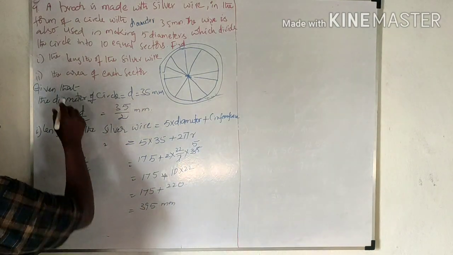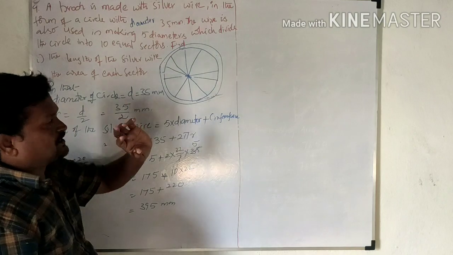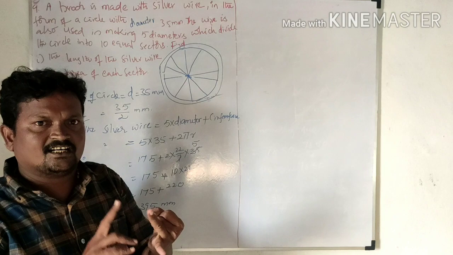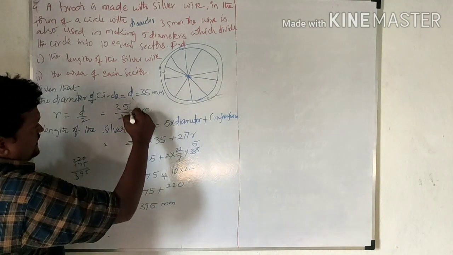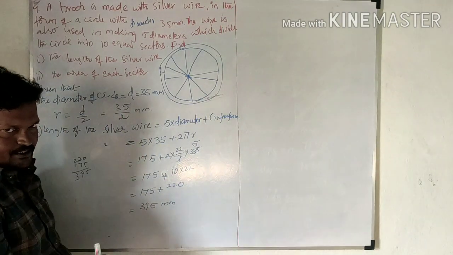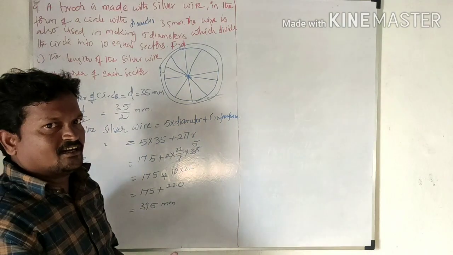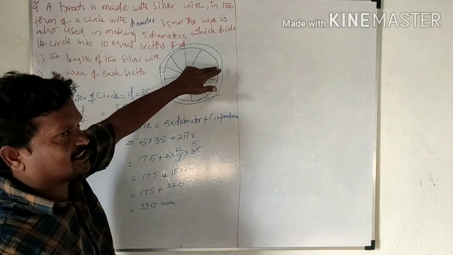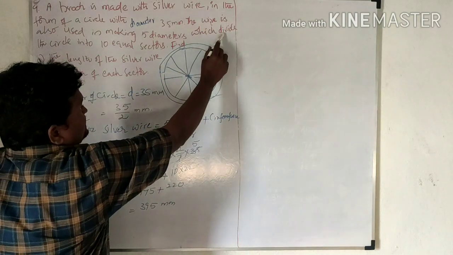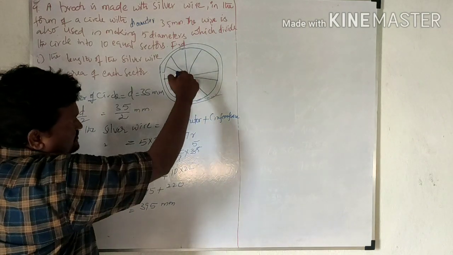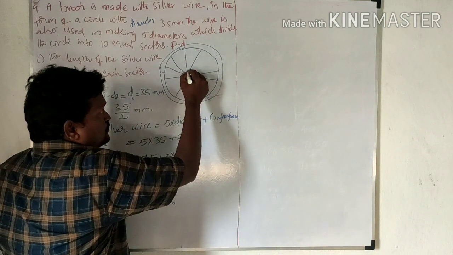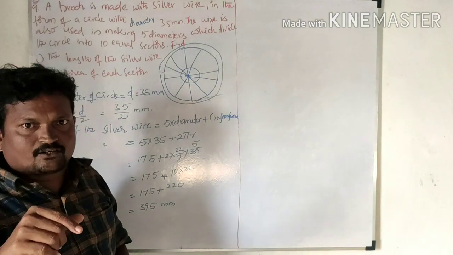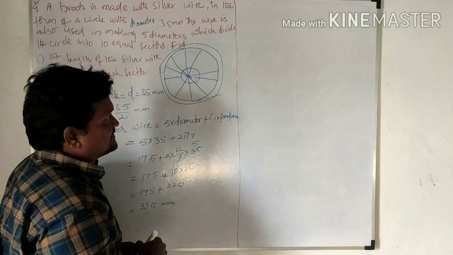Now we have to find the area of a sector. How many sectors are there? To find the area of a sector, we need the angle and radius. Radius we have, 35 by 2 from the diameter. But where is the angle? Each sector is in the shape of a circle, and it is already given in the question that it is divided into 10 equal sectors. So here the total angle is divided into 10 equal angles.